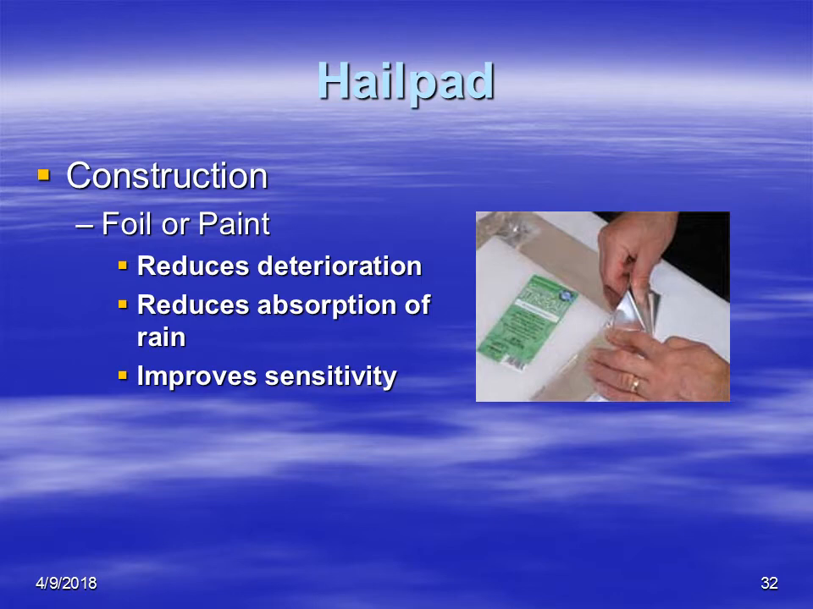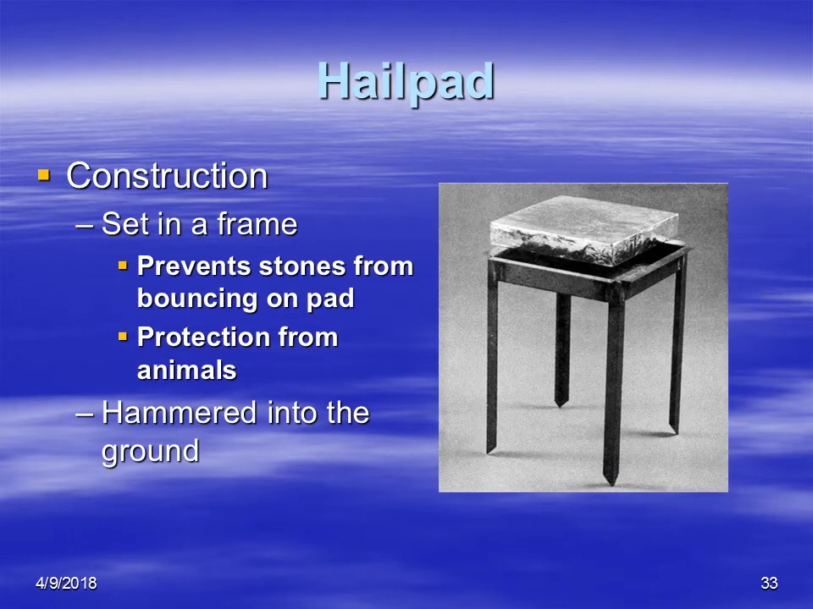What the aluminum foil does is it reduces the deterioration of the styrofoam. Remember, these hail pads are left out in the elements, and solar radiation can break down styrofoam. So we put either foil or paint, aluminum foil, or we paint them white to help reduce the deterioration and also the absorption of rain. And also, if you use aluminum foil, it kind of leaves a little bit better impressions. So aluminum foil is kind of favored.